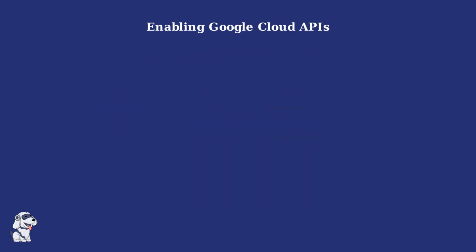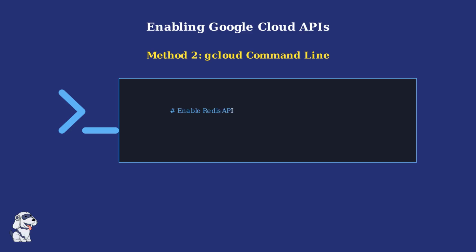The second method uses the gcloud command line tool, which is faster and perfect for automation or if you prefer working in the terminal. With the gcloud command line tool, you can enable both APIs with just two simple commands. First, run gcloud services enable redis.googleapis.com to enable the Redis API. Then run gcloud services enable vpcaccess.googleapis.com to enable the VPC Access API.